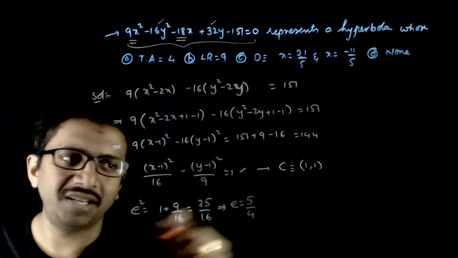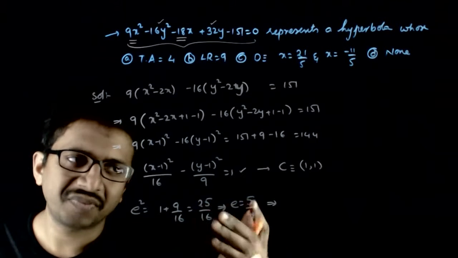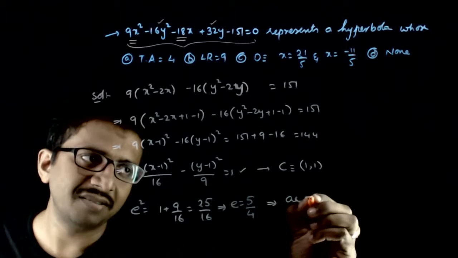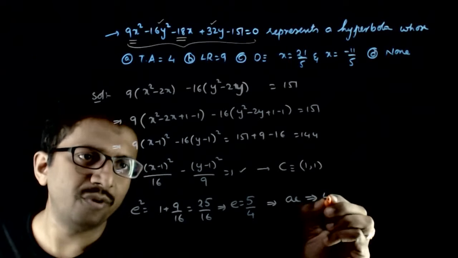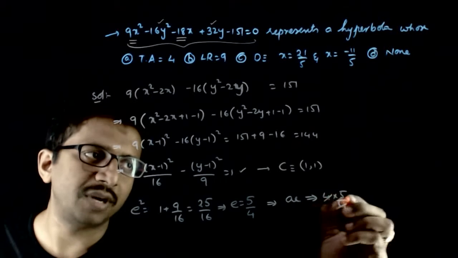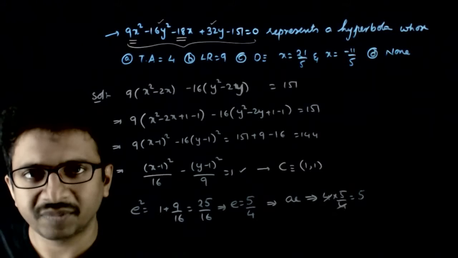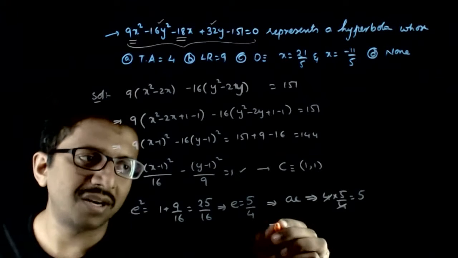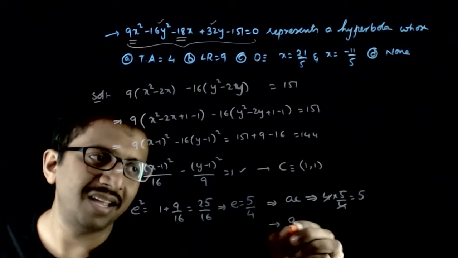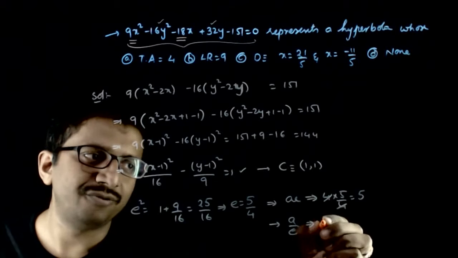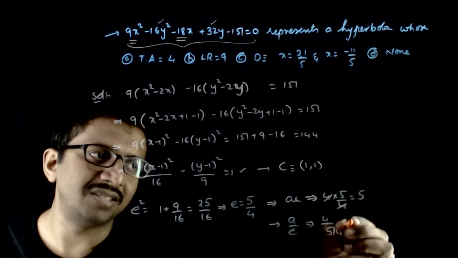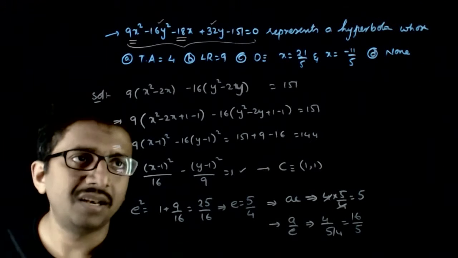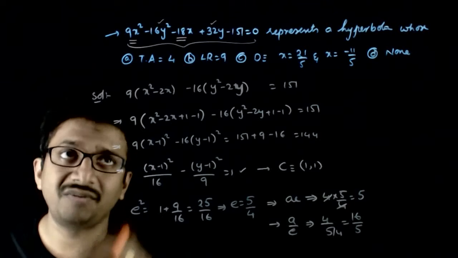Once you get the eccentricity, what is the foci? The distance between the center and foci is ae. So ae is equal to 4 into 5 by 4, the 4 gets cancelled, and it is equal to 5. So the distance between the center and the foci is equal to 5. And what is the distance between the center and the directrix? It is a by e, that is 4 by 5 by 4, which is equal to 16 by 5. Now let us try to get the properties which are asked.